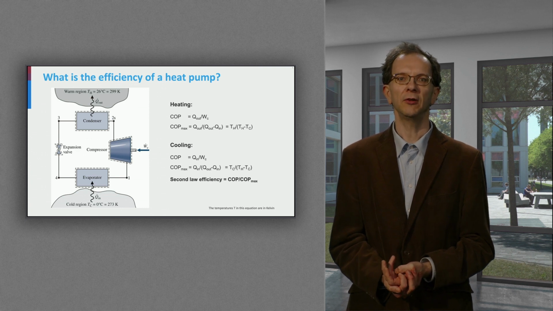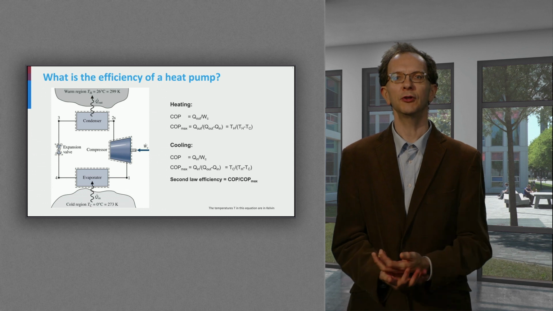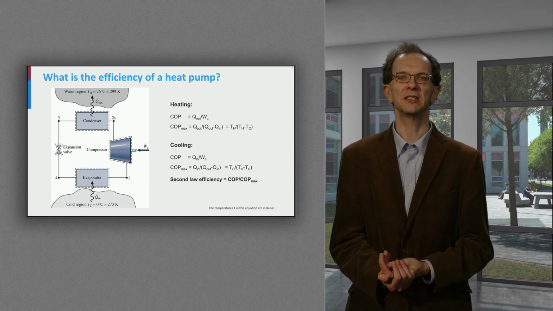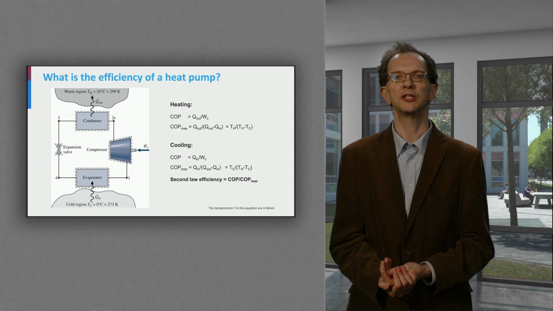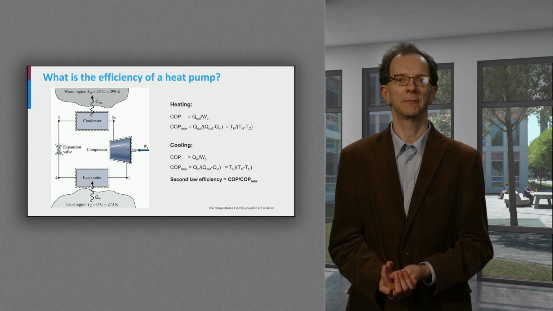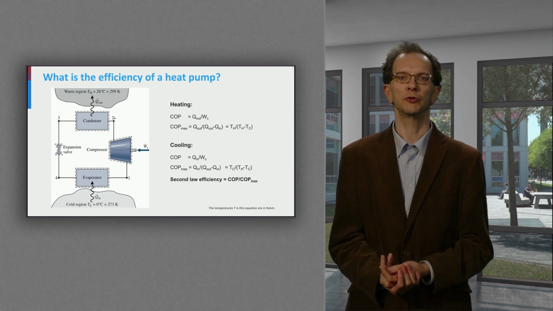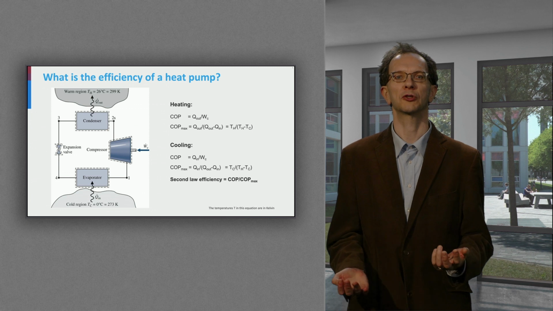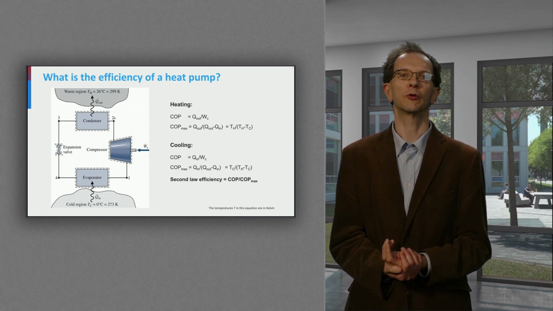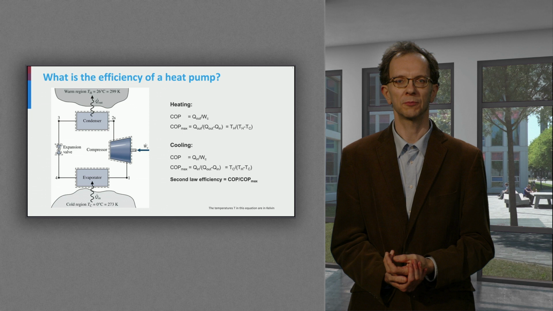For a cooling cycle, the COP is defined slightly differently, as the usual effect is cooling instead of heating. COP equals Q in divided by the work of the compressor. The maximum COP is given by COP max equals Q in divided by Q out minus Q in, and this equals T cold divided by T hot minus T cold.